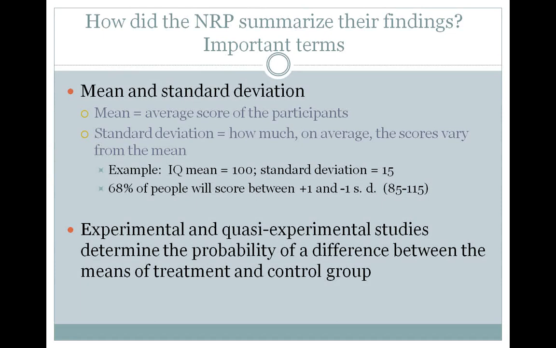It is only experimental and quasi-experimental studies that can determine the probability of a difference between the means of the treatment and the control group. And that's why these 2 kinds of studies were chosen by the NRP to examine, because remember that the charge from Congress was to see what was classroom ready, what research existed that compared a new treatment to an existing program to find out whether the new treatment was more effective or not.